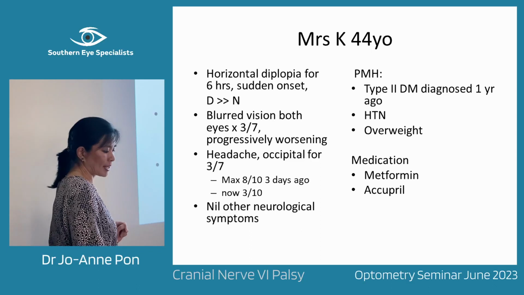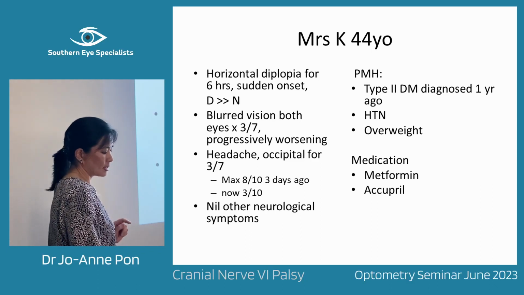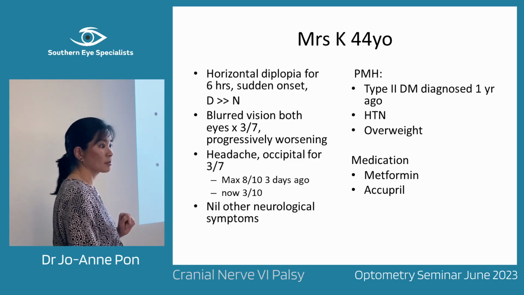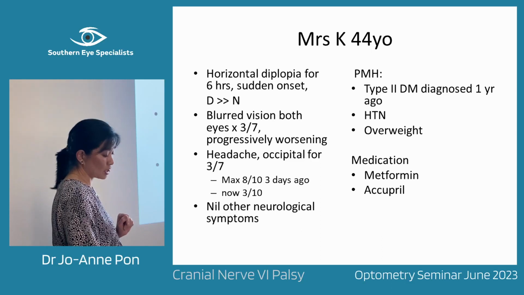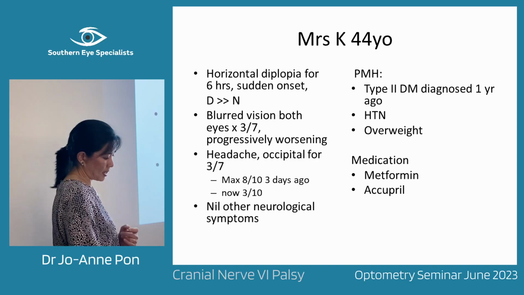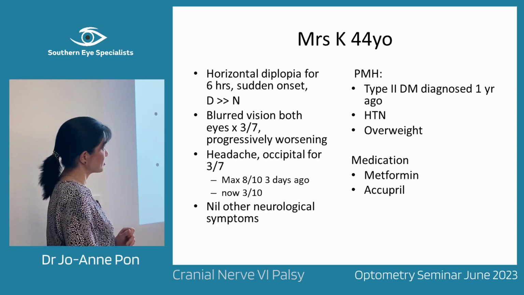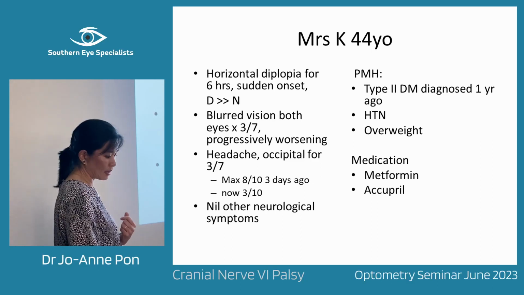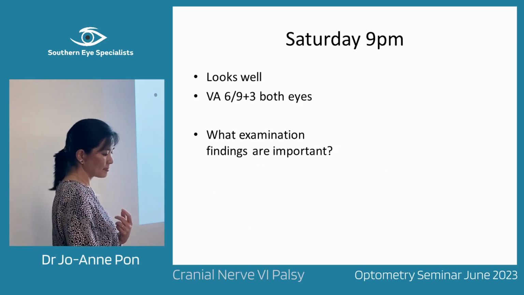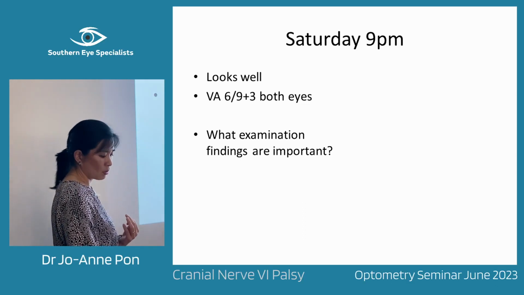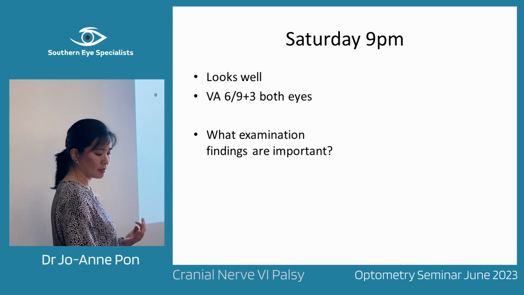So this is a 44-year-old lady, and she developed horizontal double vision quite suddenly, described as more troublesome in the distance than near, and she had blurred vision, and a new onset headache that was quite significant. She came to see the on-call registrar. No other neurological symptoms. She had some significant cardiovascular risk factors and was appropriately treated. This is Saturday night. She looks quite well, and vision not too bad. What examination findings are important, do you think?